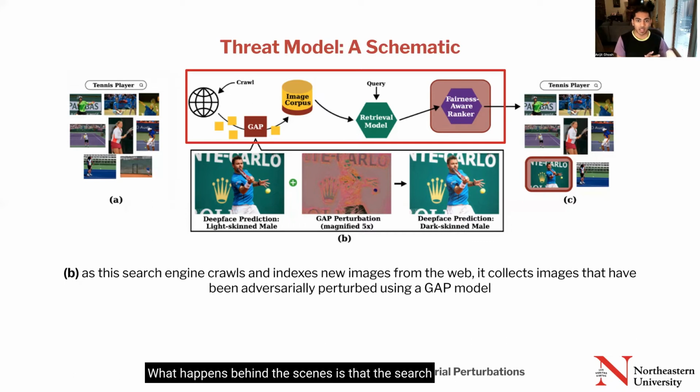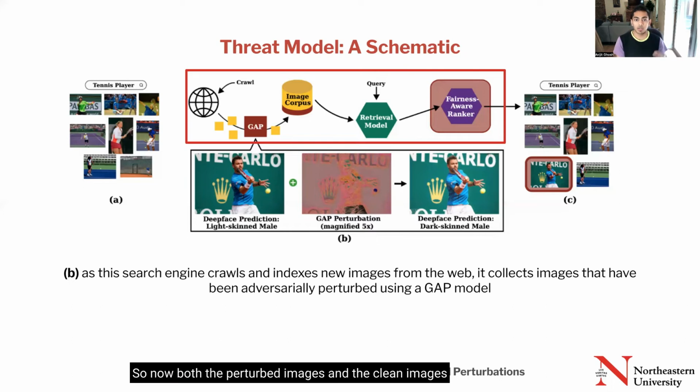What happens behind the scenes is that the search engine crawls images from the internet, and we adversarially modify certain images which are also crawled. These images are modified by a model called Generative Adversarial Perturber, which we train to mispredict certain groups. In the given example, the GAP inserts pixel perturbations to cause a machine learning model to mispredict a light-skinned man as a dark-skinned man.